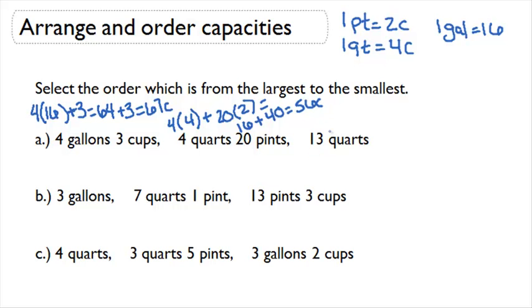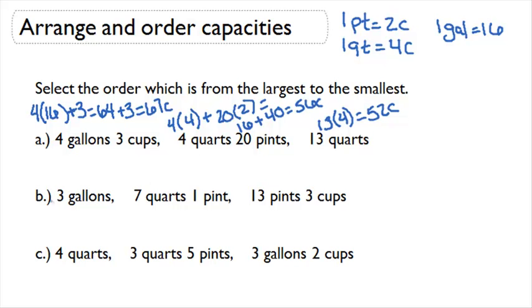Here we have 13 quarts. Now 13 quarts, to figure out how many cups that is, we're going to need to know that every 1 quart has 4 cups in it. So we have 13 quarts times the 4 cups in each quart, which will be equal to 52 cups.